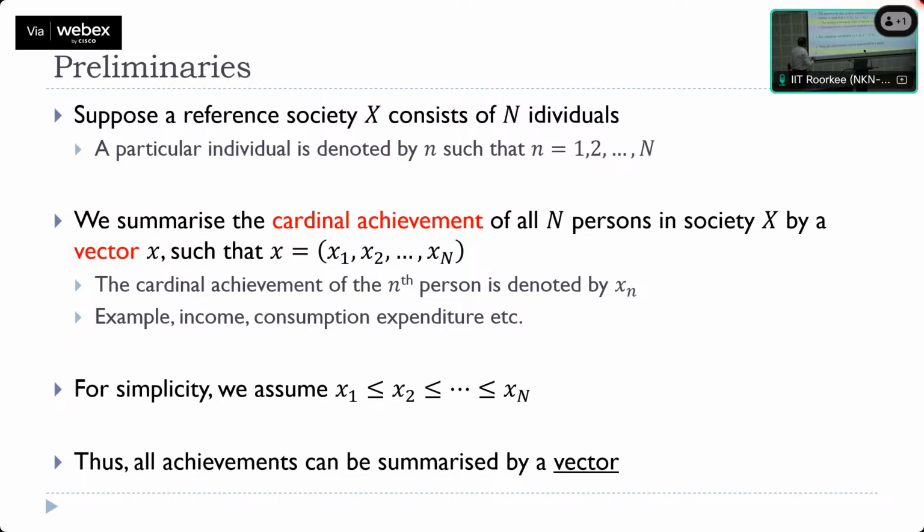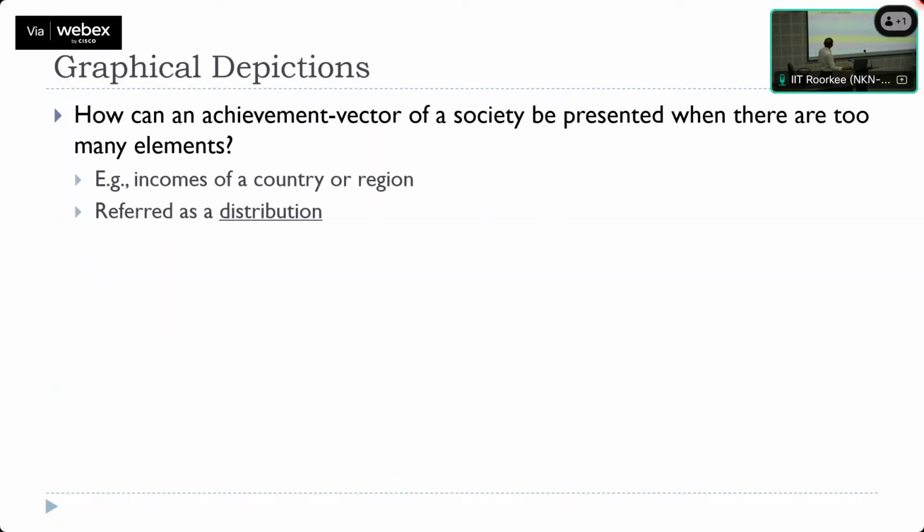So for simplicity, I'll just assume that all these values are ordered in that sense. X1 is the lowest value and Xn is the highest value. Lowest income, highest income, and so on. And we can summarize all these values using a vector. Now, a vector is fine. When you have four numbers, you just write them as 3, 4, 5, 7. When you have 1 million numbers, how do you summarize? When we have 1 million pieces of income information, we cannot use just this. We use graphical tools, or we can use a distribution.